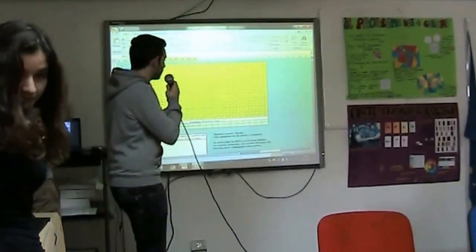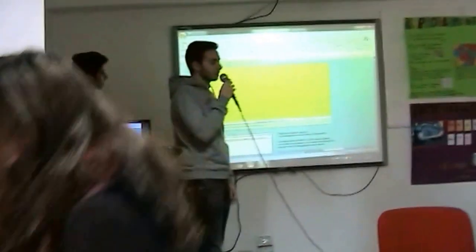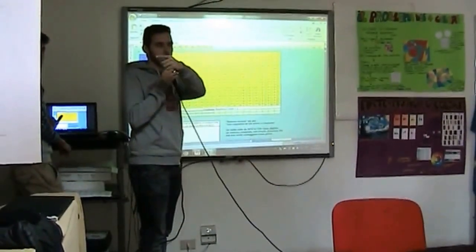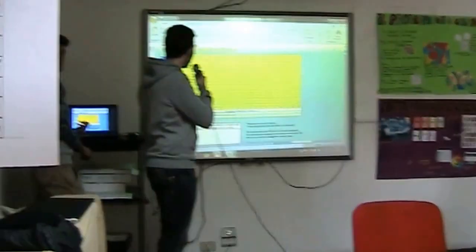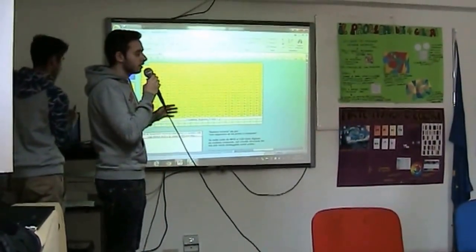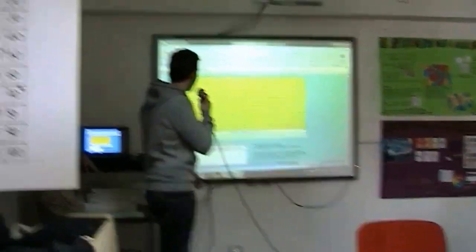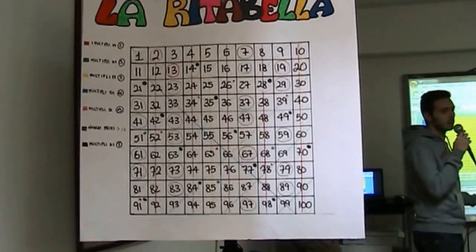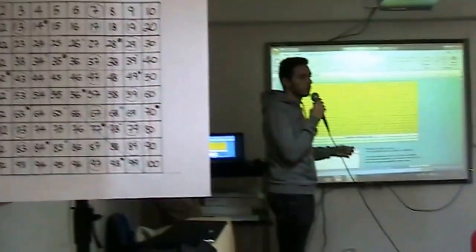Okay, this is the Eratosthenes sieve, also called Rita Bella, you can see there. So this works as a filter. It's used to find the prime numbers.